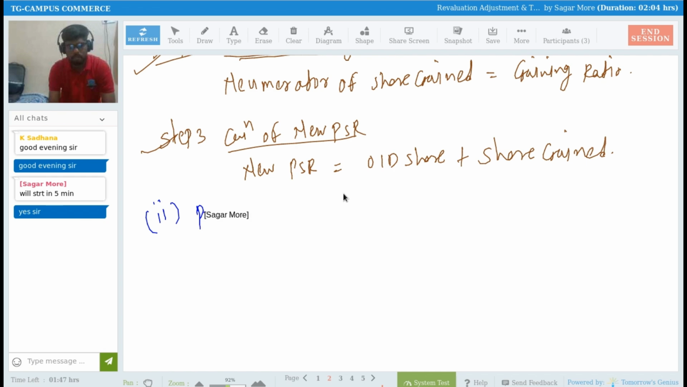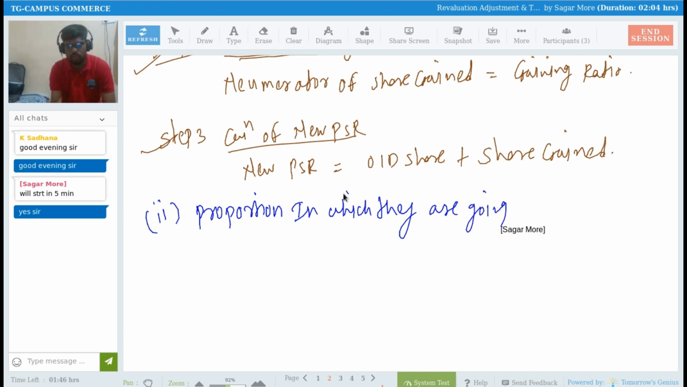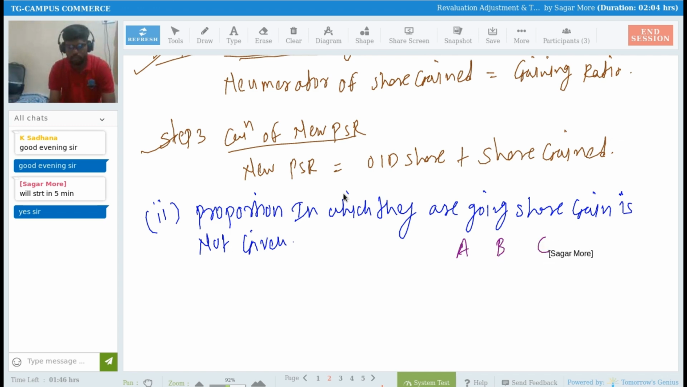Right? Second case is when the proportion in which they are going to share the gain is not given. If that is the case, then we use their old share, the old share between the remaining partners. For example, if partners A, B, C are there and their profit sharing ratio is 1:2:3, and partner C goes out of the business, then only two partners are remaining now, partners A and B.